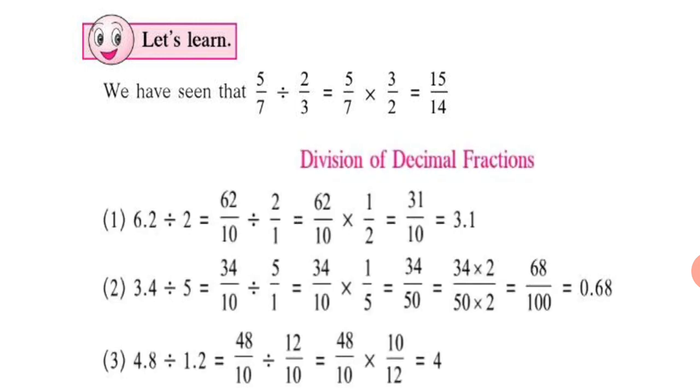Okay, so let's learn division of decimal fractions. Look at the first example. 6.2 divided by 2. First step will be to convert decimal fraction into a common fraction. This also you have learned by now. So 6.2 we write as 62 upon 10 divided by 2 upon 1. 2 can be written as 2 upon 1. This is equal to, now 62 upon 10 we write as it is. Division becomes multiplication and the reciprocal of 2 upon 1 we write as 1 upon 2.